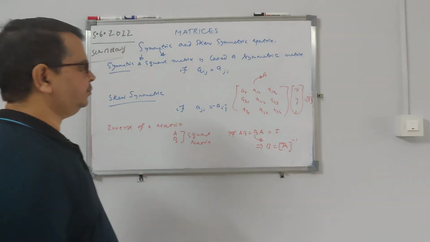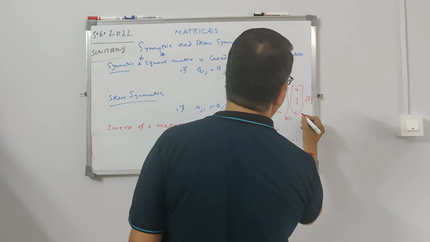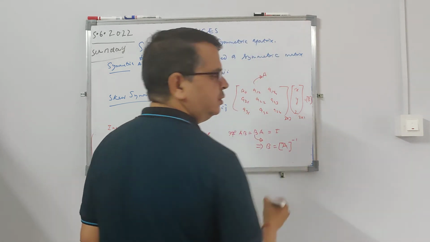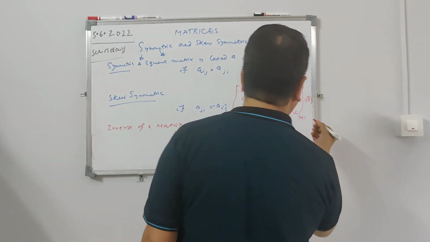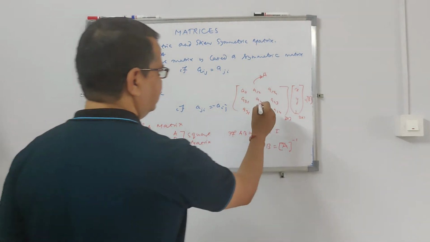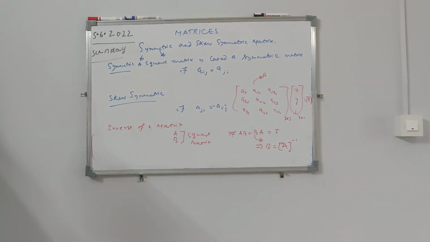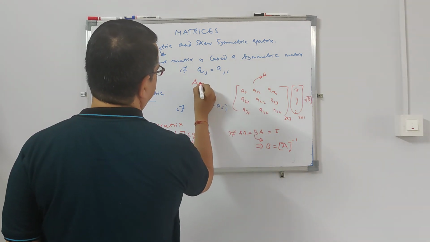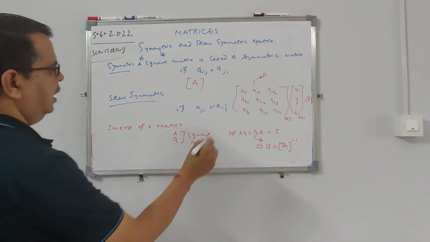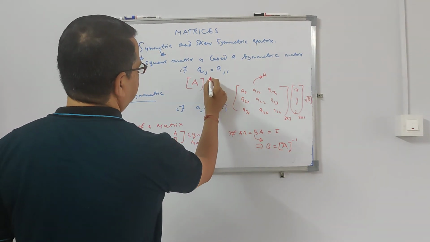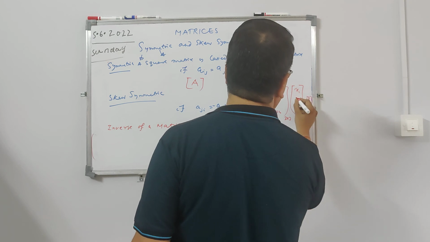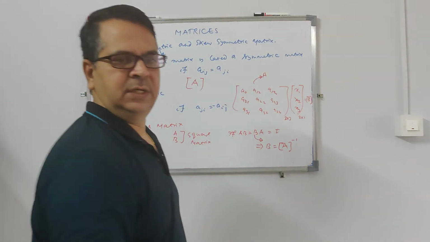Here it is 3 into 3, and here it is 3 into 1. The number of columns of the first matrix equals the number of rows of the second, so it will give rise to a matrix again 3 into 1. This is a set of linear equations, and you are trying to solve for the unknowns x, y, and z. Here A can be written as a square matrix, and instead of x, y, z, we can write x1, x2, x3. These three are my unknowns.